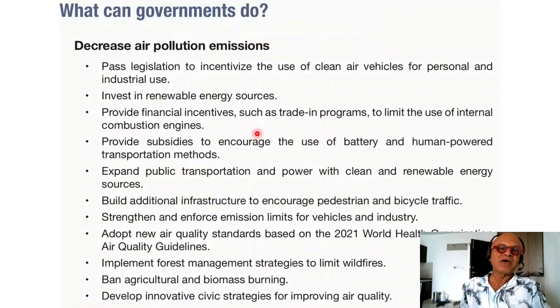WHO report also reminds us what governments can do. So decreasing air pollution emissions, individuals have to do that, and individuals also have to protect themselves against pollution while jogging outside, traveling outside, public transportation, walking outside, bicycling outside, and so on. But decreasing air pollution emissions would require passing legislation to incentivize the use of clean air vehicles for personal and industrial use, invest in renewable energy sources, provide financial incentives such as trade-in programs to limit the use of ICEs or internal combustion engines, provide subsidies to encourage the use of battery and human power transportation methods.